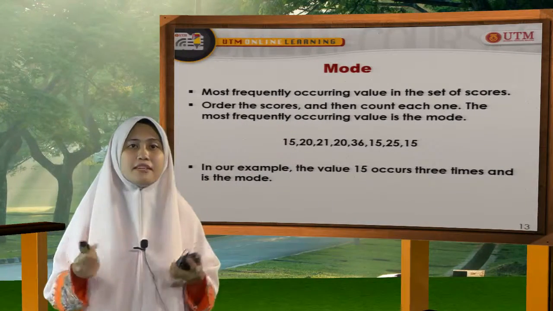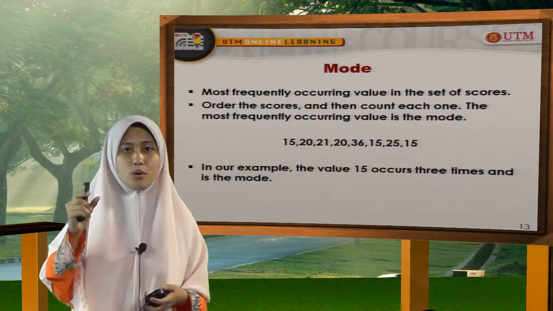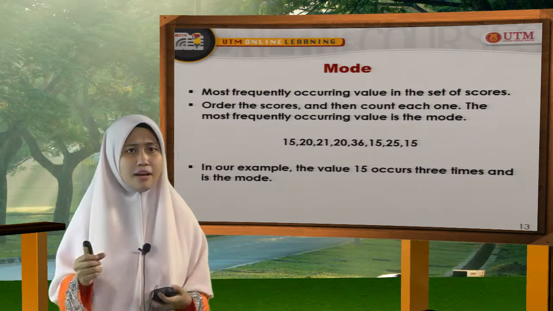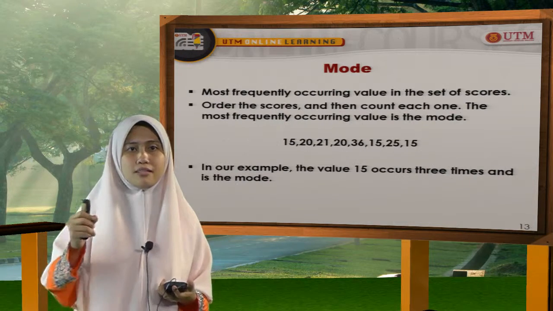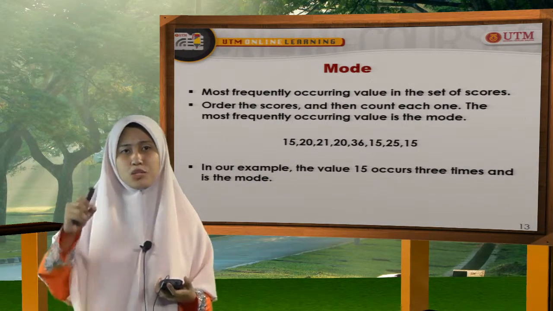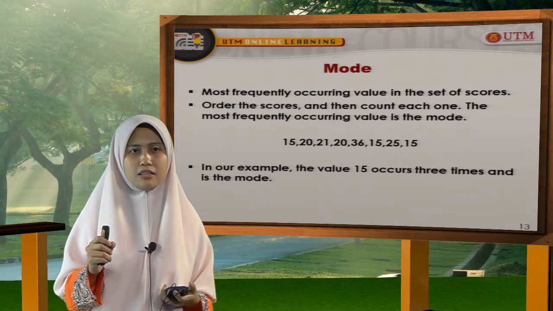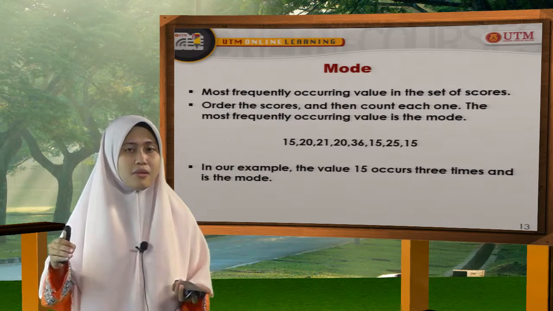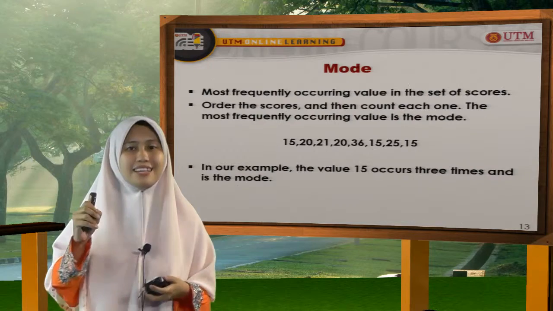The last type of central tendency is the mode. The mode is the most frequently occurring value in the set of scores. To determine the mode, you might again order the scores and then count each one. The most frequently occurring value is the mode. Look at the set of numbers. In our example, the value 15 occurs 3 times and is the mode.